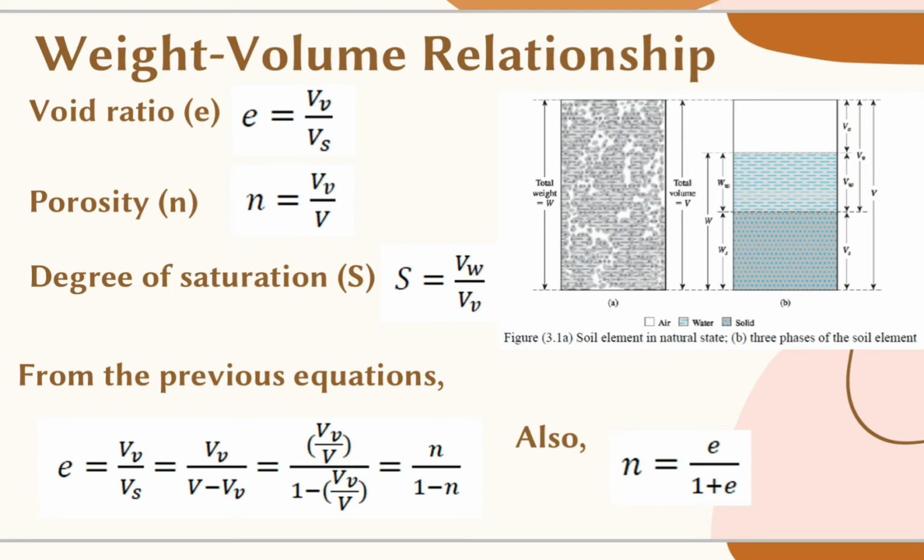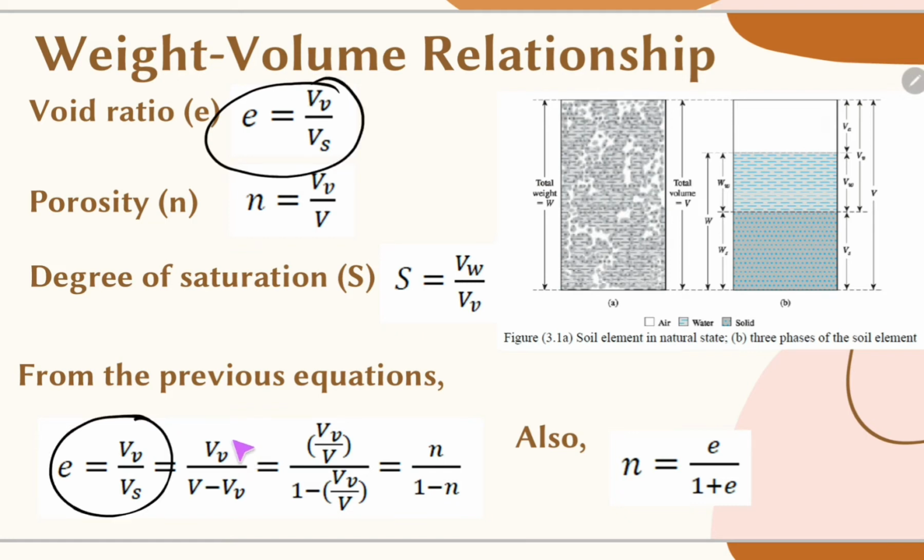Next is the degree of saturation, symbolized as capital S. It is defined naman as the ratio of the volume of water to the volume of voids. Okay, and now let us substitute them simultaneously. So, from this equation, we have this, right?